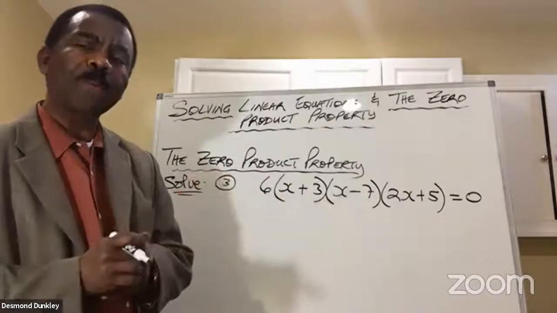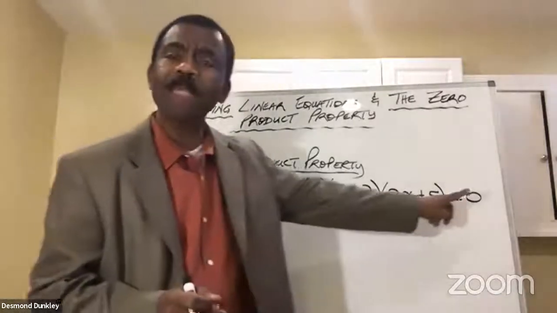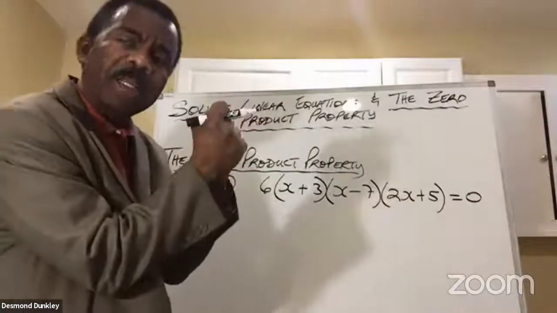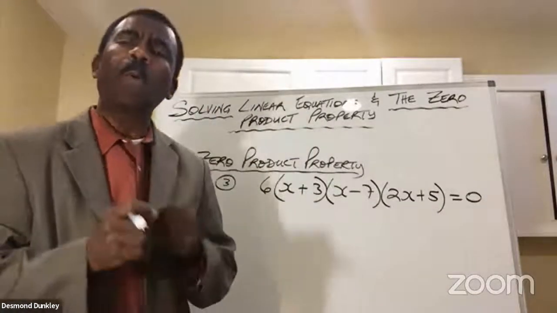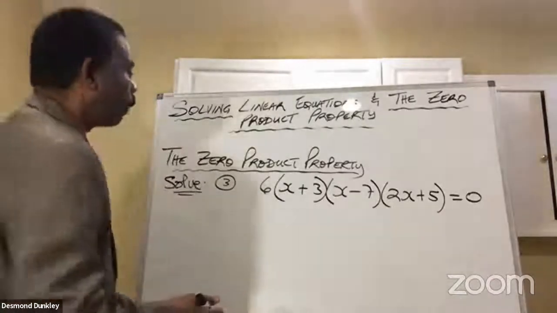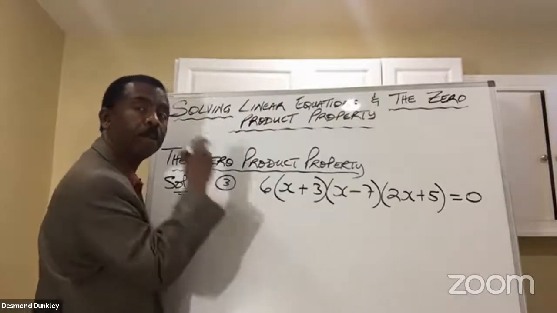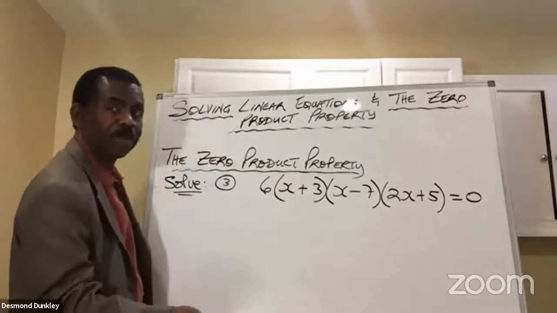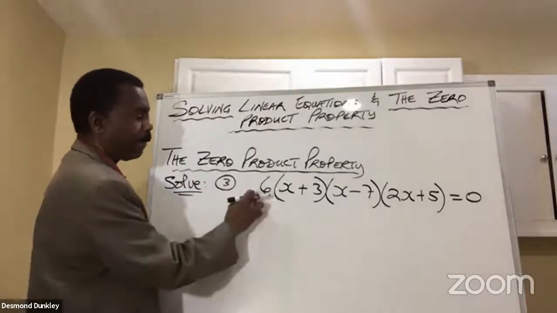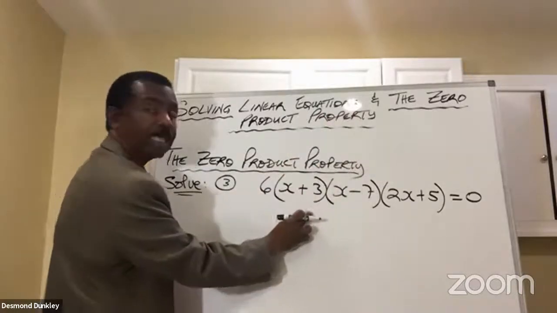Because what does the zero product property say? In order for you to multiply these things together and get zero, each factor has to be equal to zero. At least one of the factors must be zero. So, you're multiplying by 6, but 6 cannot be zero, so you can ignore the 6. Or you could say divide both sides by 6 and the 6 disappears. These are the things that you look at.